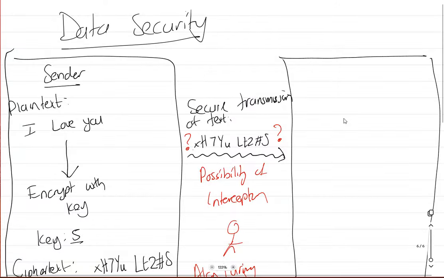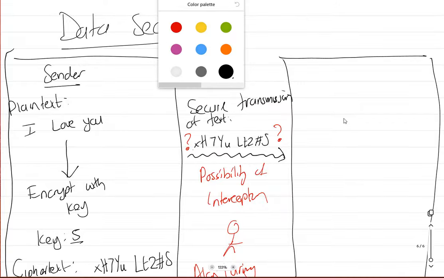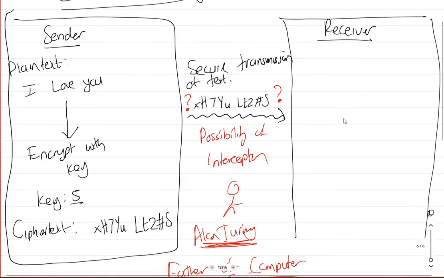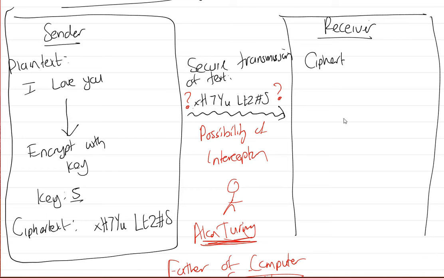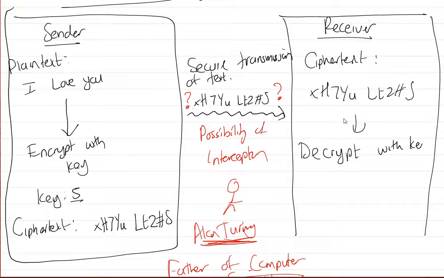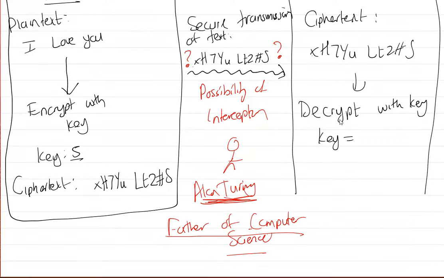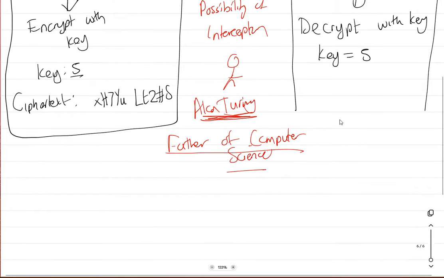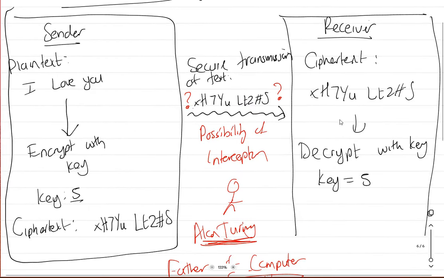So the text then comes onto the other side. So this is now the receiver. And the receiver receives this ciphertext. So they get this whole YULT2 hash S. They get this information, and then they put it through a little algorithm to decrypt it, to decrypt with a key. And the key, in this case, he knew what the key was. Maybe they met and they would share the key that way or through another secure way of transmitting the information. And with this key and the ciphertext from the top, he's able to decrypt it, so he gets the plain text, which was "I love you." Okay, so that's the big idea behind cryptography.